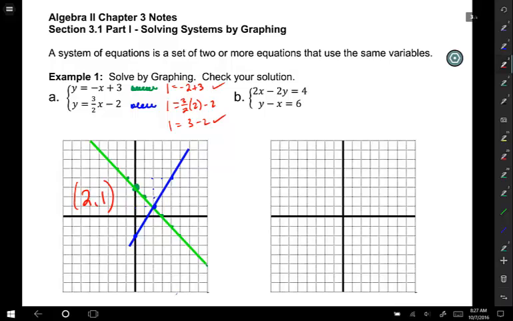The goal is not the graph. The goal is where do they cross, Joey? That's all. So we found where they crossed. And I was just checking by plugging my values in up there at the top. Let's slide over to B.